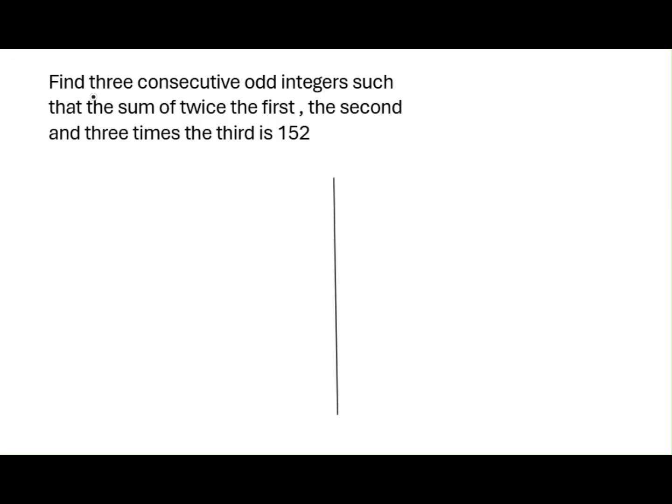Now here it is a little bit trickier. Here we have to find three consecutive odd integers such that the sum of twice the first, the second and 3 times the third is 152. So we have to first take three consecutive odd integers like x, x plus 2 and x plus 4. So these are the three consecutive odd integers. Every time we have to add plus 2, plus 2.